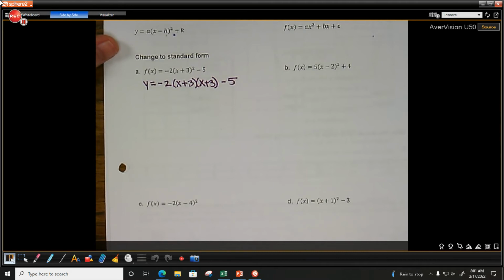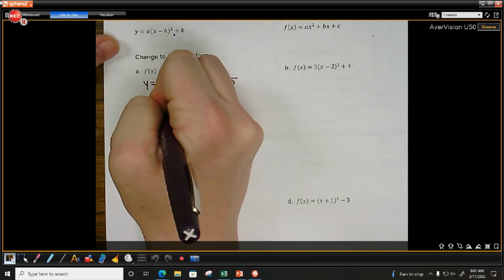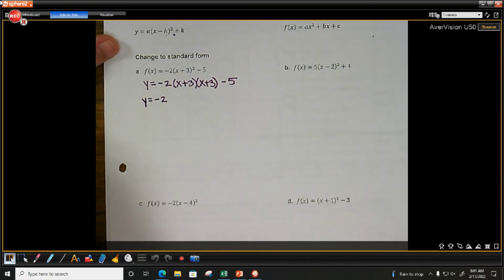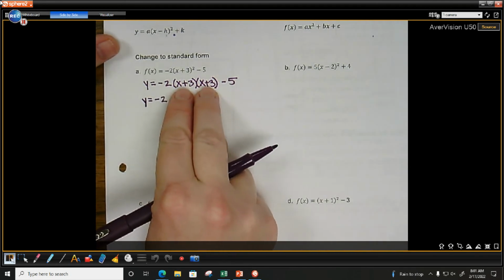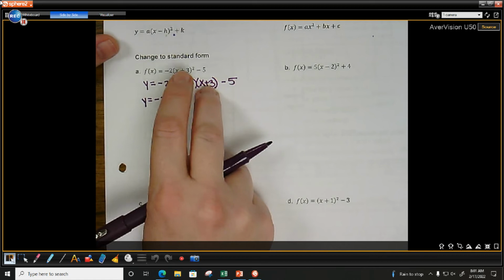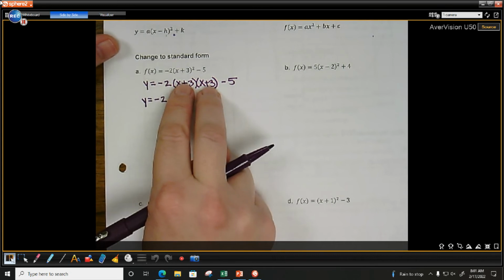I want to get rid of my parentheses first. When you have parentheses next to parentheses, what does that mean? Distribute. How many terms are in my first parenthesis? And my second one? So 2 times 2 is 4. So how many times are we distributing? 4 times. Very good. Let's draw our distribution arrow so we don't make that mistake.